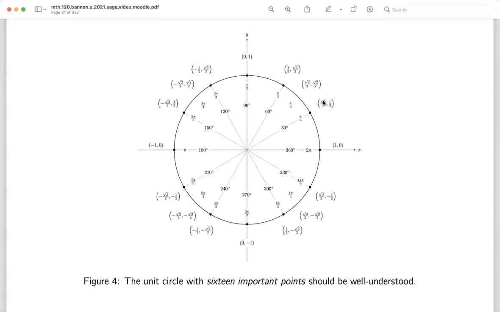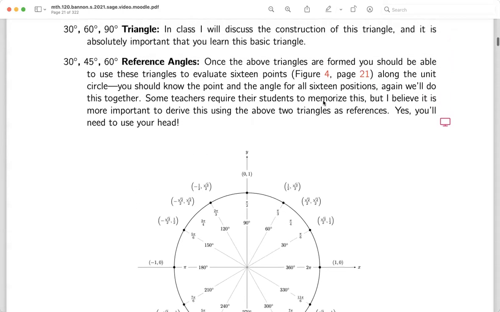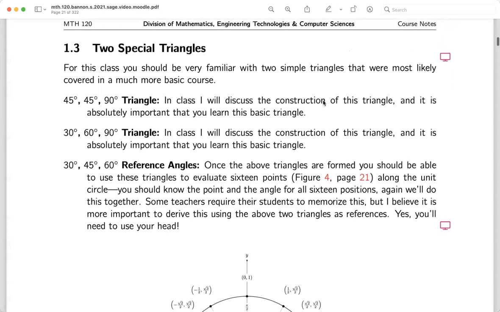Okay, so I realize that some students may be confused by what's called a reference angle. Certainly when we did this section of the notes, we talked about reference triangles. And at Essex, we only really talk about two reference triangles. That's the 45, 45, 90 and the 30, 60, 90.